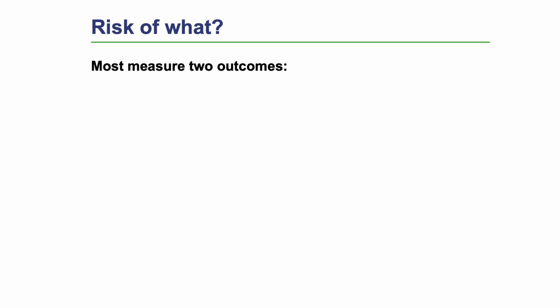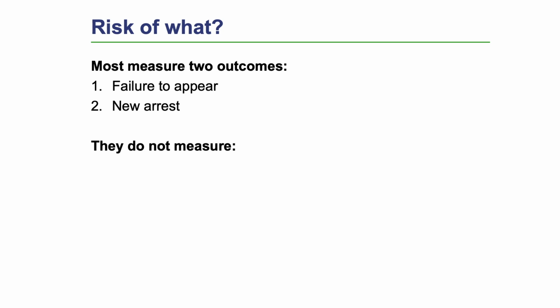What type of risks do pretrial assessments measure? Most pretrial assessments measure two outcomes: the likelihood that people will fail to appear in court pretrial, and the likelihood that people will be arrested again during the pretrial period. It's also important to recognize what pretrial assessments do not measure. They do not measure the risk of flight. Flight and failure to appear are very different behaviors.